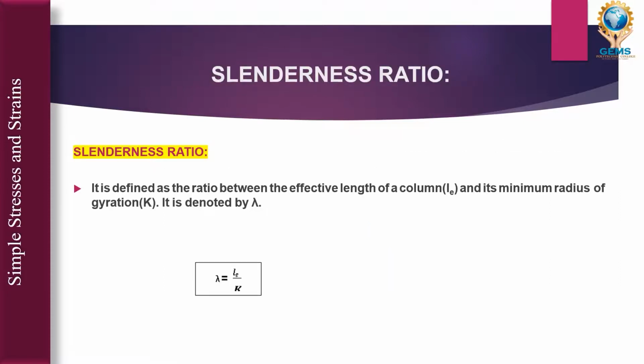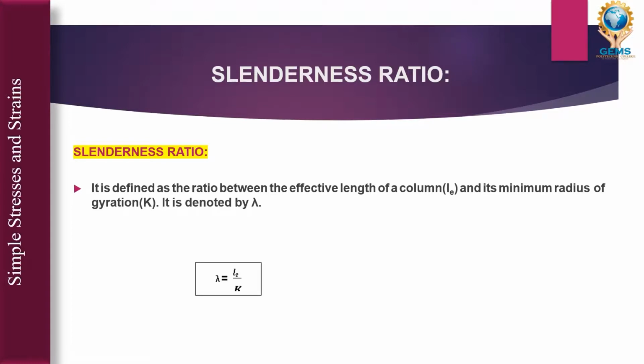Now we will see what is slenderness ratio. This is also very important. In 1 mark questions they will ask what is slenderness ratio. So they will give the formula, you have to select from the formula which formula is the correct one. If you see the definition of slenderness ratio, it is defined as the ratio between the effective length of the column and its minimum radius of gyration. Listen my dear students, it is very important, understand.